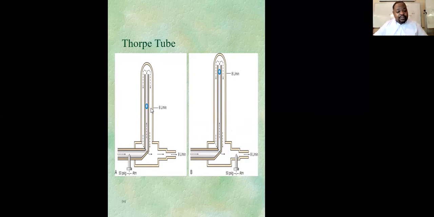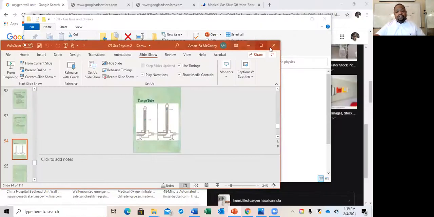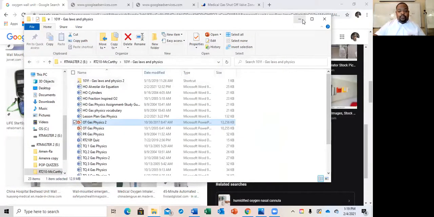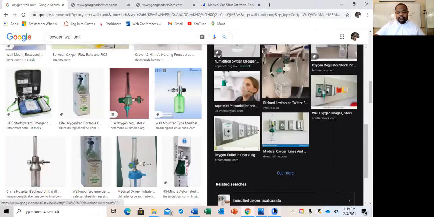Now we have an uncompensated Thorpe tube. Or if we say the float is distal to the needle valve, that's uncompensated. So this is compensated, this is uncompensated. You have to practice those terms. Make sure you practice your terms, okay? You got to know what proximal and distal is. All right, so let's keep on going. We're almost done.